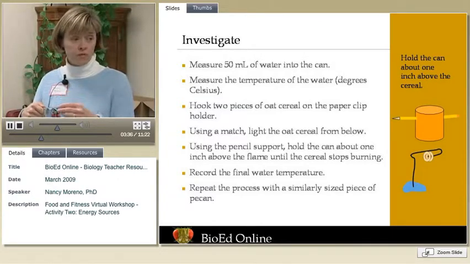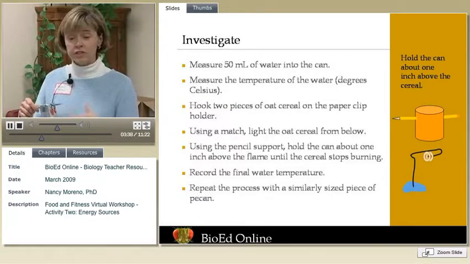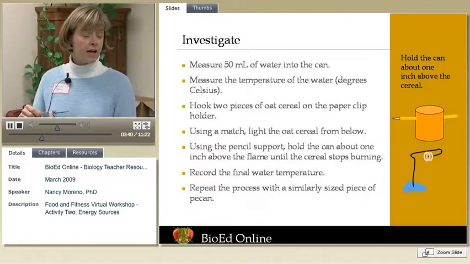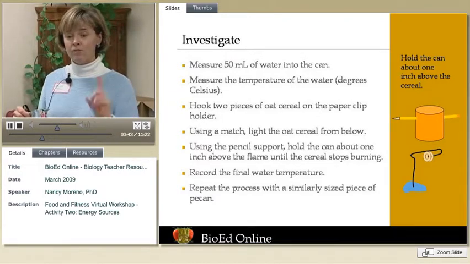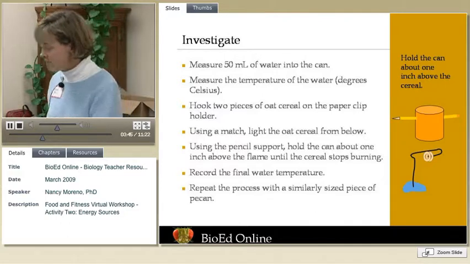You're going to record the final temperature of the water and take the difference. And from there, we're going to be able to calculate the number of calories given off by one piece of cereal or 1/2 of a pecan.